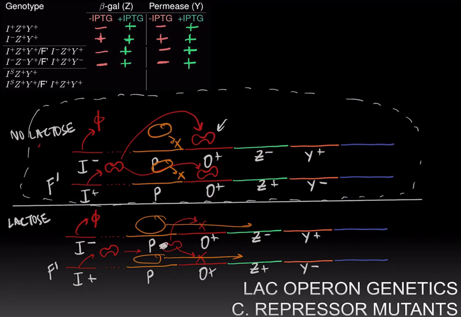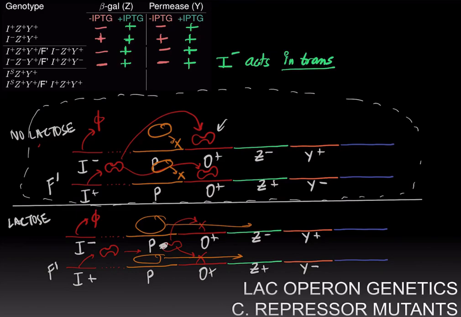And the end result is that expression is inducible rather than constitutive. And the conclusion from this experiment is that I minus acts in trans. So in cis means on the same site, on the same DNA, and in trans means across or from different molecules of DNA.